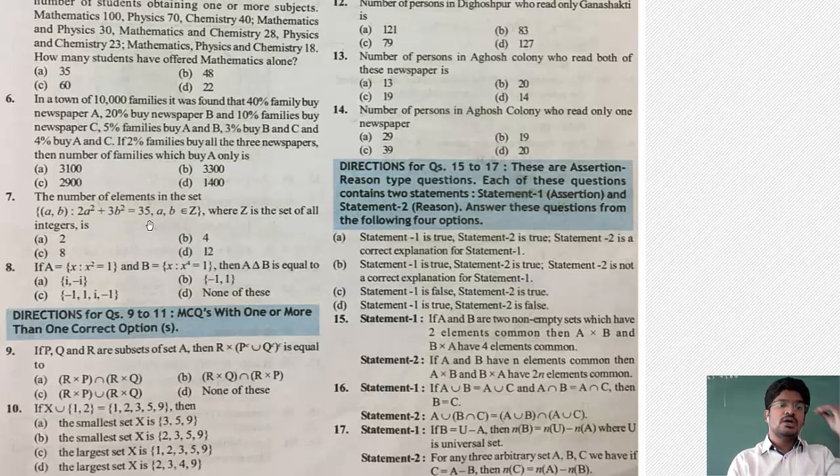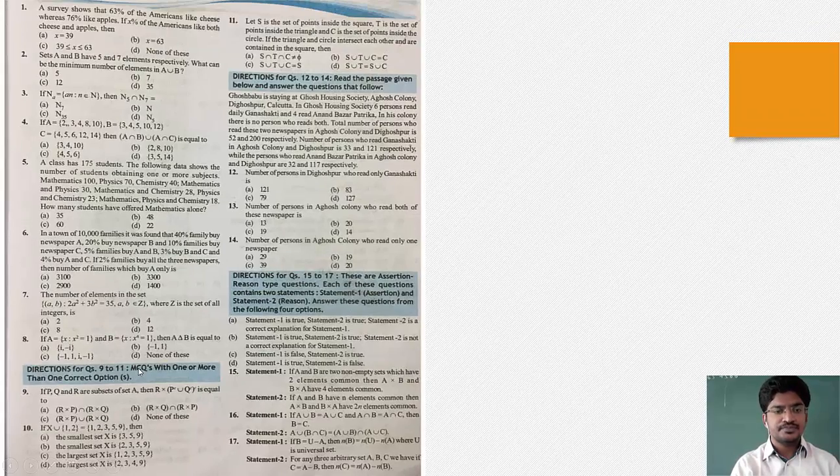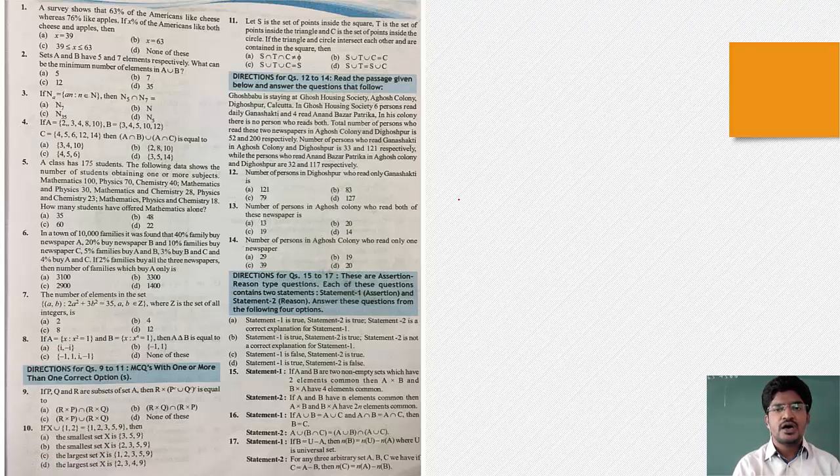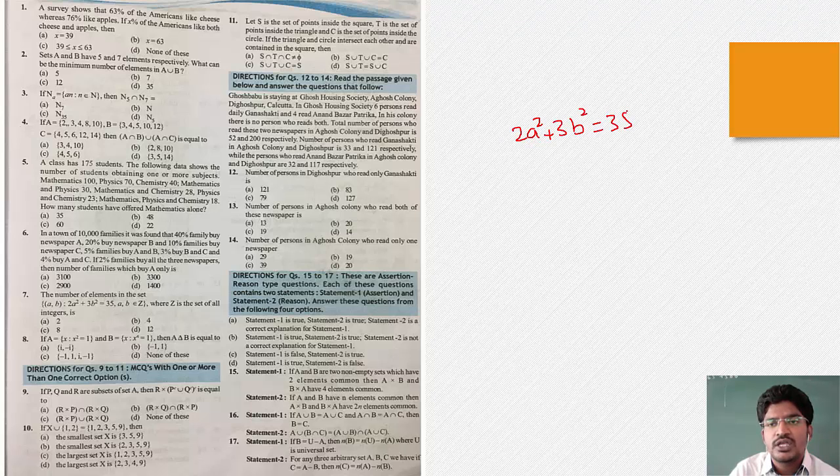Okay, no problem. But here students, you must be perfect in finding the numbers which satisfy 2A square plus 3B square equal to 35. So, to find this, see here, this is the multiple of 2, this is the multiple of 3.